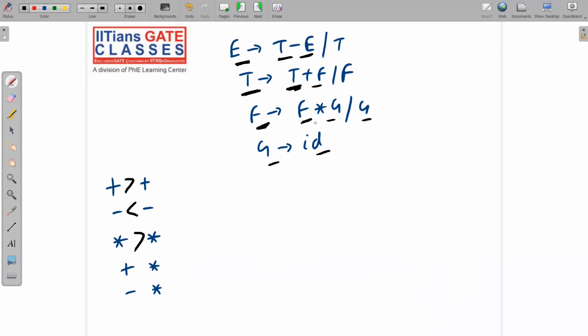Plus and star, which is having more precedence? See, star is at the lower level, plus is at the upper level. So star is at the lower level, na? Star is having more precedence. Star and minus. Star is at the lower level, minus is at the upper level, so star is having more precedence. Plus and minus. See, plus is at the lower level, minus is at the upper level. Plus is at the lower level, na? So plus is having more precedence than minus.